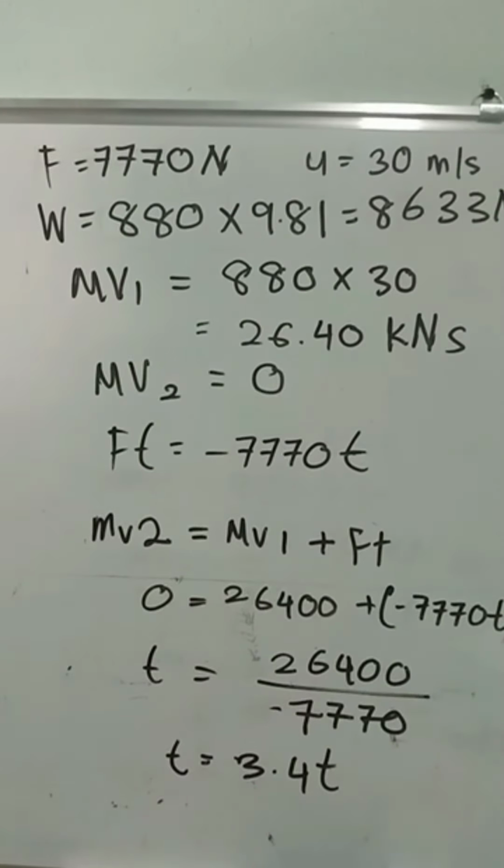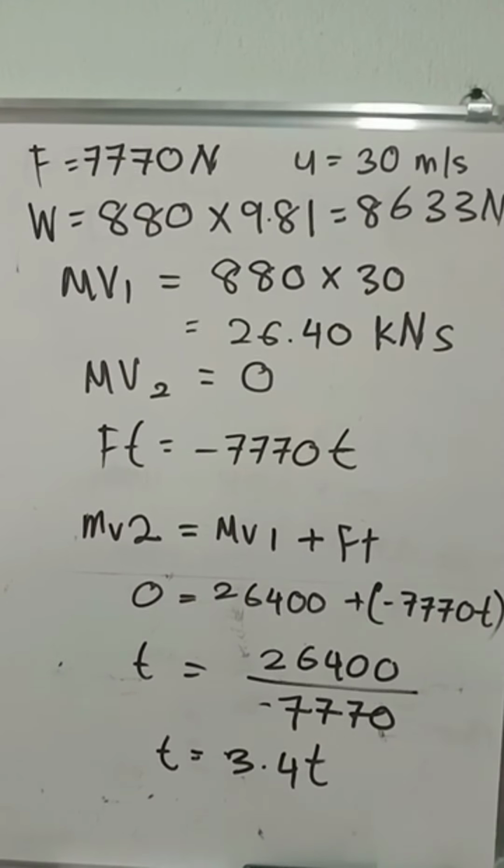So you will get negative 3.4. The time can never be negative, so we drop the sign. So that's the final answer: the time for the car to stop.